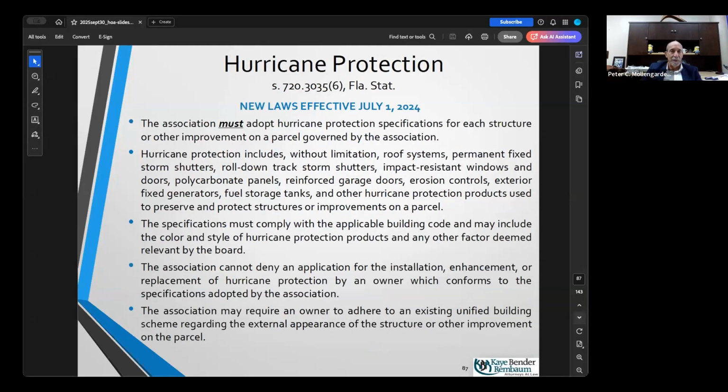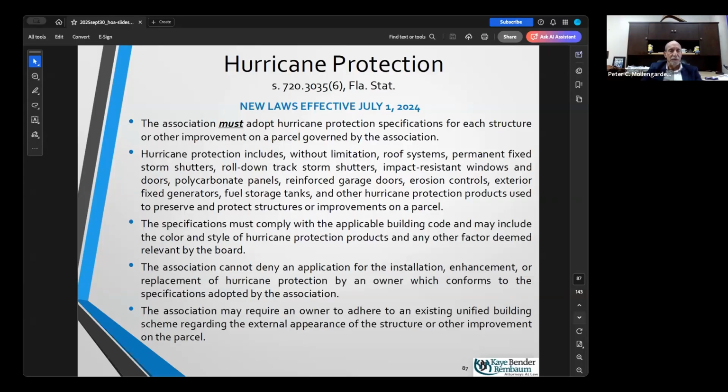Hurricane protection. This is important because this is also new. The association must adopt hurricane protection specifications for each structure or other improvement on a parcel governed by the association. What is hurricane protection? Well, it includes, without limit, roof systems, permanent fixed storm shutters, roll-down track storm shutters, impact-resistant windows and doors, polycarbonate panels, reinforced garage doors, erosion controls, exterior fixed generators, fuel storage tanks, and other hurricane protection products used to preserve and protect structures or improvements on a parcel. So it's a whole laundry list of stuff that's included in hurricane protection.